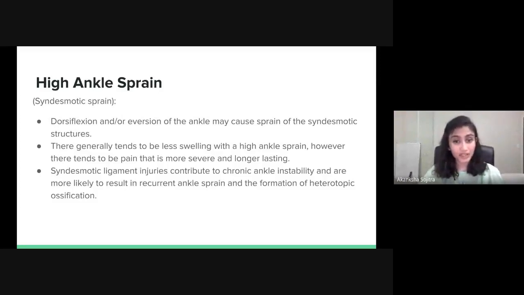Syndesmotic ligaments contribute to chronic ankle instability. So those ankles where you see a lot of sprains over a period of time or consecutive years, that's where you're suspecting a syndesmotic injury.